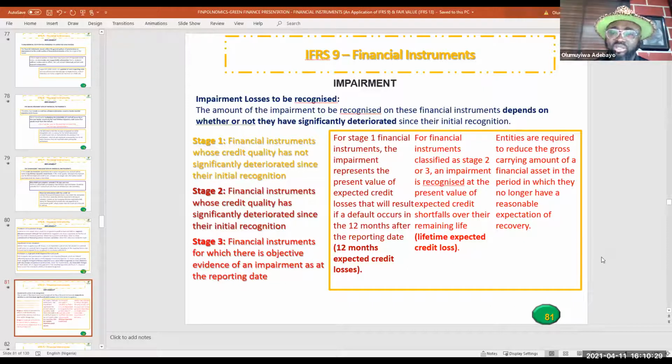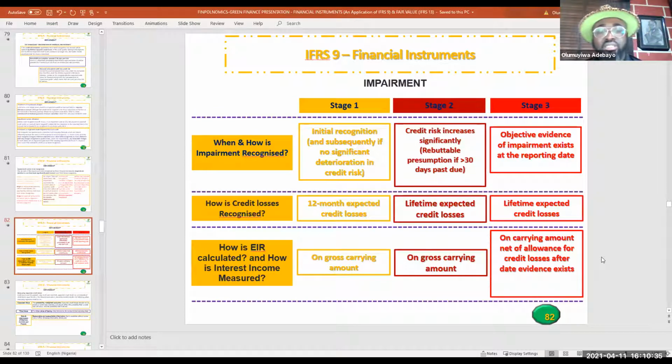Now, what is the implication of being in either of these stages? The implication is grouped under these 3 questions. The first question I'm going to ask you is, when and how is impairment recognized? What does that mean? It means at initial recognition is where you belong to stage 1. And even from day 1, you're already accounting for impairment losses as an allowance for credit losses, even when nothing has happened. Because remember, it is not incurred loss. It is not until loss event.